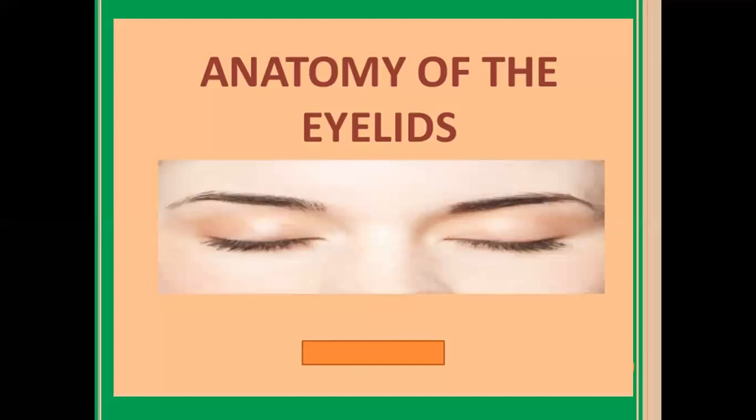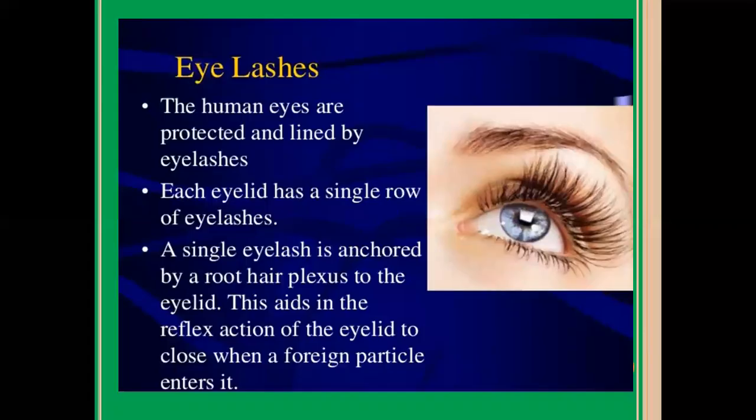Now next, our eyes are protected by eyelashes. This one, can you see? These are the eyelashes. Human eyes are protected and lined by eyelashes. Each eyelid has a single row of eyelashes. Have you seen anyone with 2 or 3 rows? No. Some people have long eyelashes and some short, but one layer, not more than one. Everyone has only one layer of eyelashes.